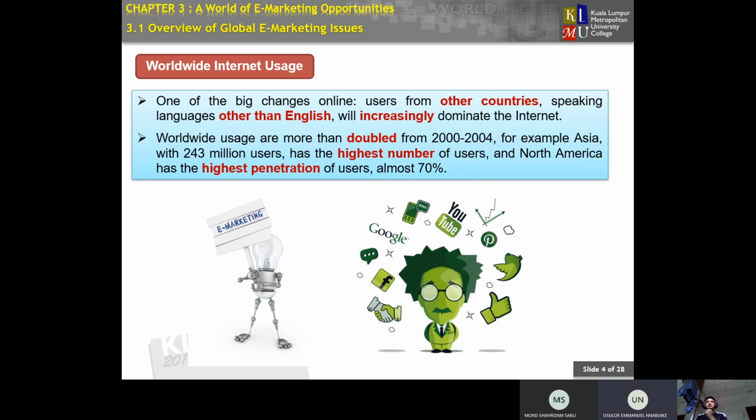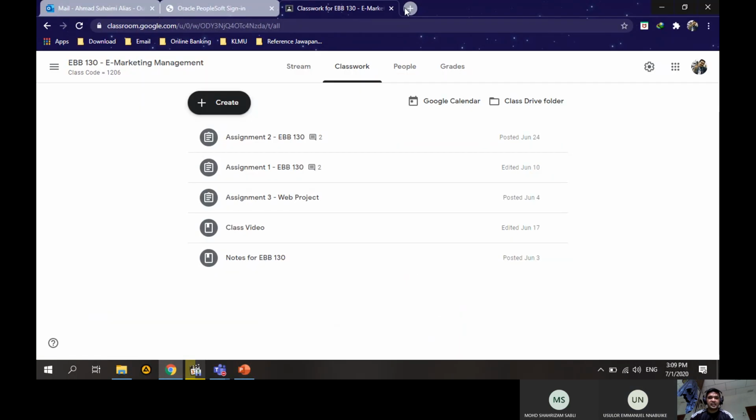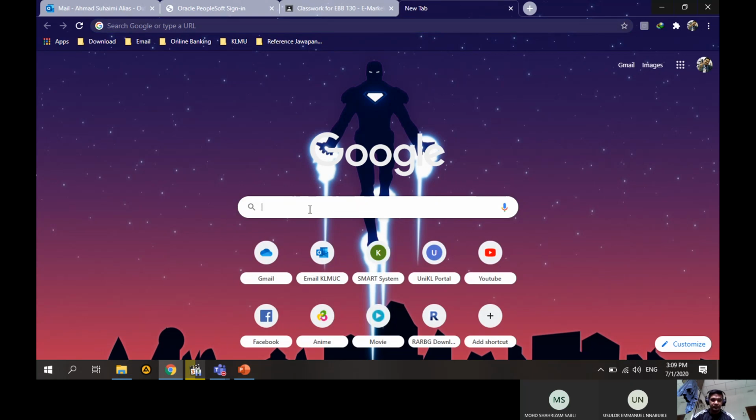Imagine in 2020. During 2000 to 2004, for example, in Asia itself, there were 243 million users. You just imagine from 2004 until 2020, 16 years after 2004, the number of users has already multiplied. Let's see how many there are nowadays.